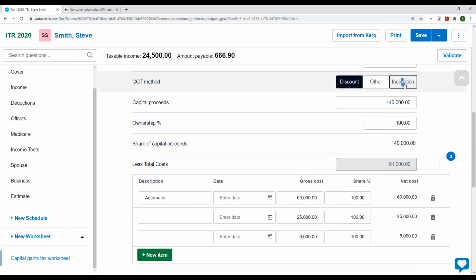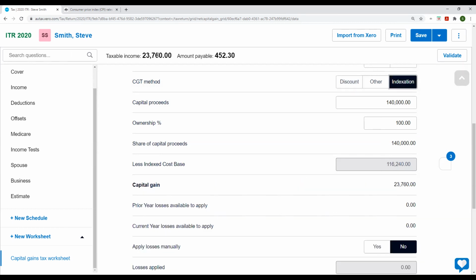So you go now to indexation. If you click indexation, 23,760. Once you have entered it, you don't need to change, right? Discount 24,500. So better I click that indexation and pay less tax. This is called indexation versus discount method, right? One more example. I will go and we will share that in our PowerPoint.